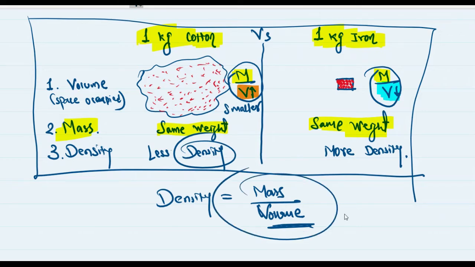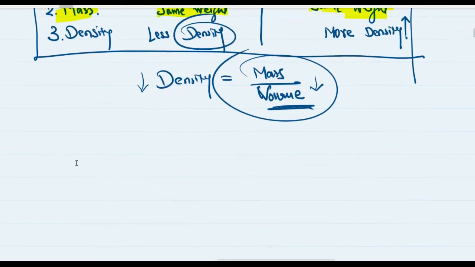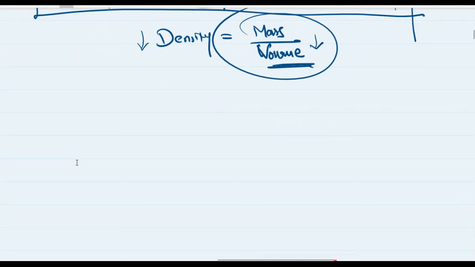Why? Because the density is mass upon volume. If the value of mass upon volume is less, then the density will also be less. Here the value of this ratio is more because the denominator is less. If the denominator is less and the numerator is the same as in any other ratio, the value of that ratio will increase. That means density will increase. You understand? Now I have cleared all the concepts related to density and given its formula. Now let me talk about the SI unit of density.